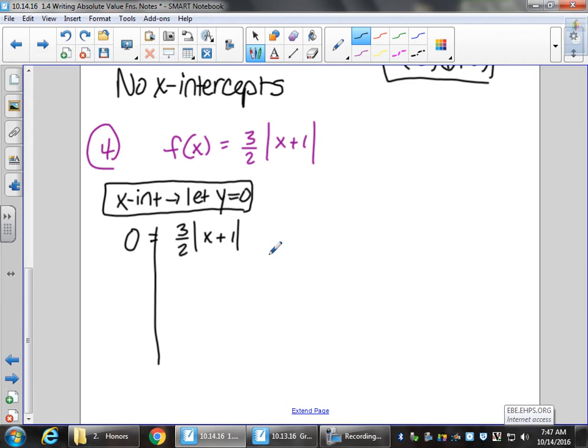Is there anything that needs to be added or subtracted over? Nope. How do we clear this fraction? Multiply by 2/3. So 3/2 times 2/3 is what? 1, which is why we can cross these out. What do I end up with on the left side?